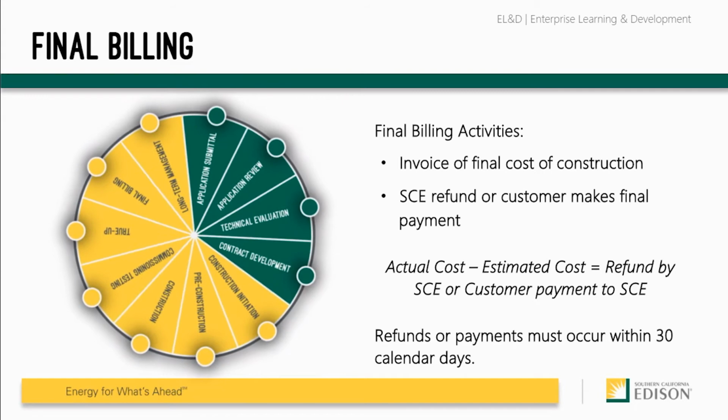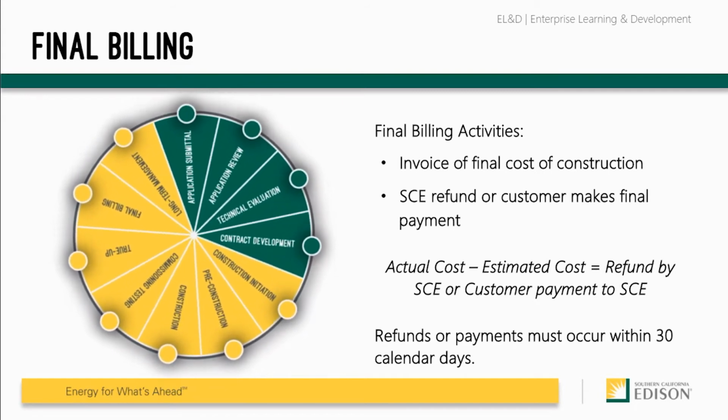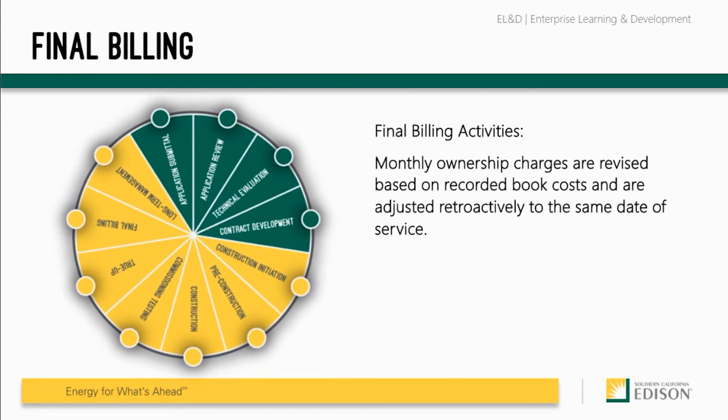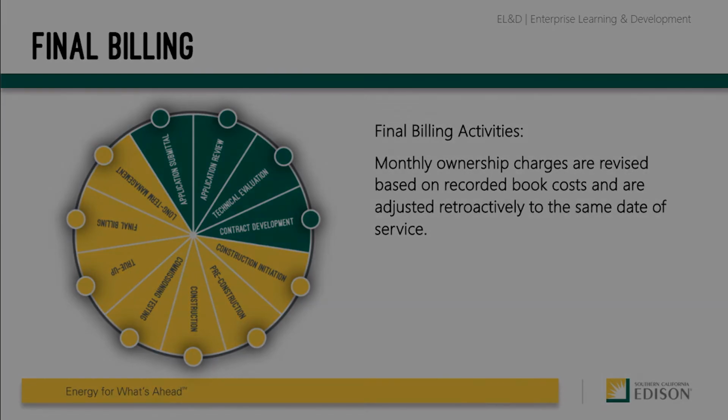When the recorded book costs have been determined by SCE, where applicable, the monthly ownership charges paid by the interconnection customer will be revised based on such recorded costs and adjusted retroactively to the same date of service.